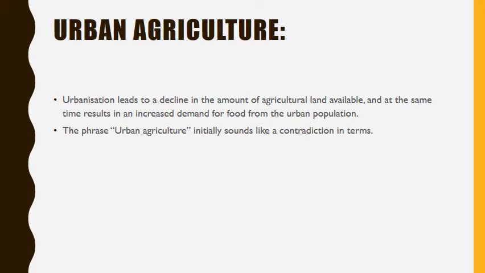Urban agriculture. Urbanization leads to a decline in the amount of agricultural land available and at the same time results in an increased demand for food from the urban population. The phrase urban agriculture initially sounds like a contradiction in terms.